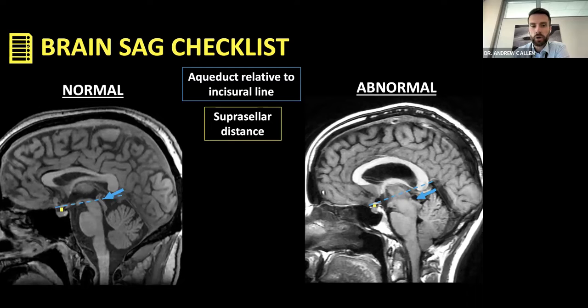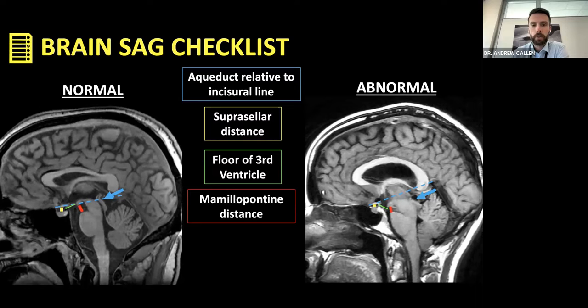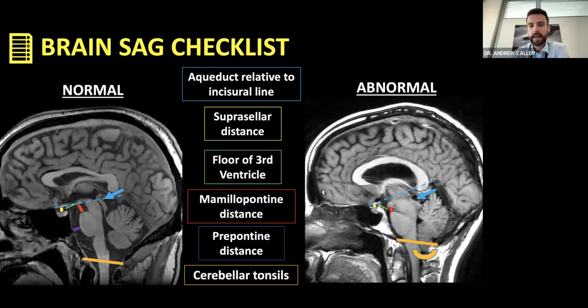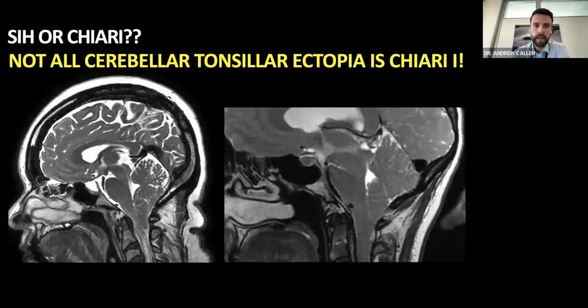The suprasellar distance, shown in yellow here, will be narrowed as the pituitary gland engorges and as the optic chiasm descends. The floor of the third ventricle can also be downsloping, as opposed to upsloping on the normal brain on the left. The mammillopontine distance, shown in red, will become narrowed, as will the prepontine distance. And then, of course, the cerebellar tonsils can descend below the foramen magnum. However, this cerebellar tonsillar ectopia is commonly mistaken as a Chiari 1 malformation.